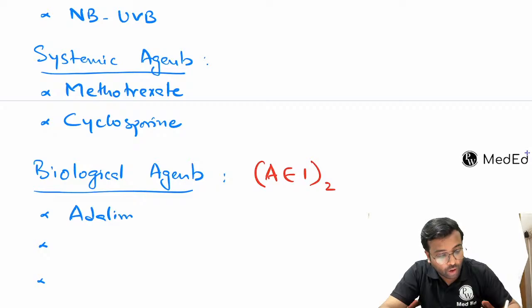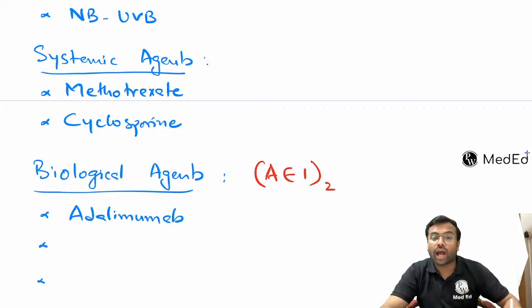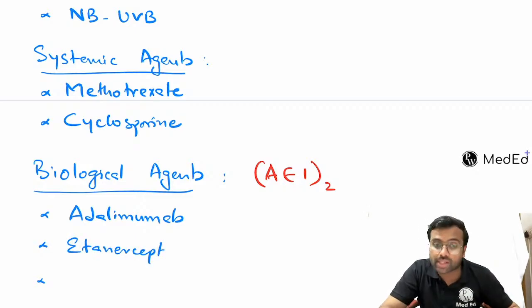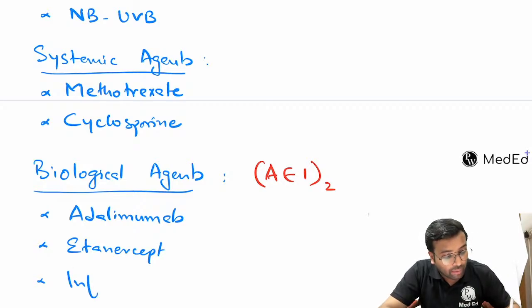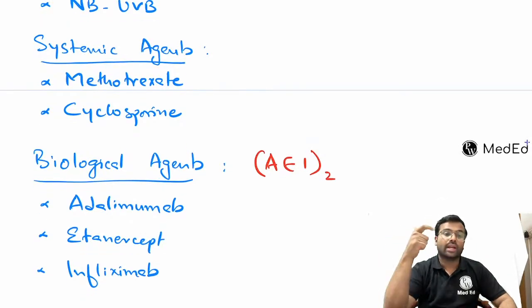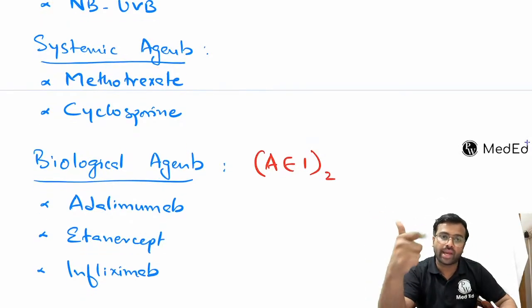adalimumab. Okay, adalimumab is one thing. Etanercept is going to be the second one. Infliximab is going to be the third one. So please remember adalimumab, etanercept, infliximab, AEI.